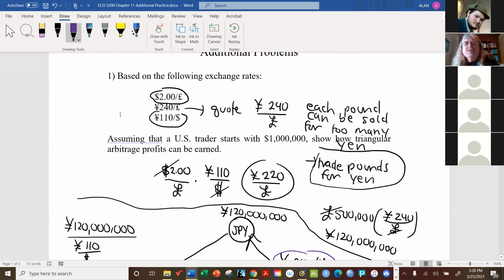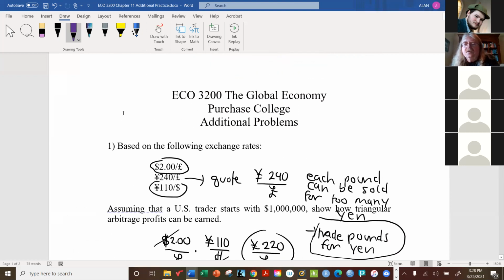So the possibility of this happening is pretty low, but it's still not out of the question, because computers are so fast. If there's even a fraction of a second when the number's off, they can jump in and make money. And that's, of course, true of all arbitrages.